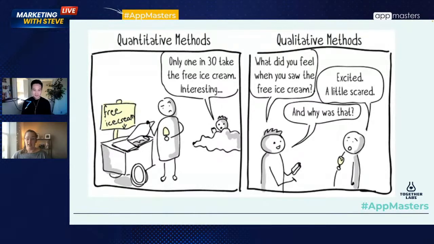So in this case, the business model is free ice cream. And you can see someone watching, only 1 in 30 take the free ice cream. So they've got the data coming in. Maybe they're looking in Looker, Tableau, and they're like, no one's taking my ice cream. What is going on? It's free. Well, when they start talking to people, what did you feel when you saw the free ice cream? Excited and a little scared. So it's like, oh, what is that? Why is it free?